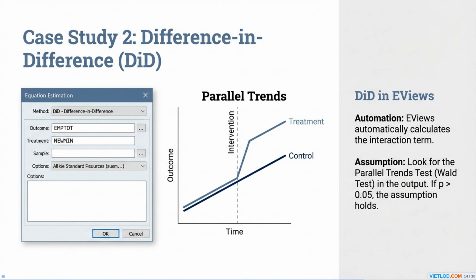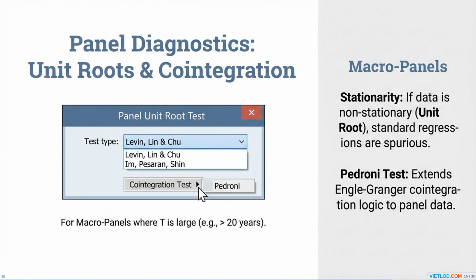Finally, the text on the right highlights key aspects of DID in EViews. EViews automates the calculation of the interaction term. Crucially, we must verify the parallel trends assumption. In EViews, this is done by looking for the parallel trends test, often a Wald test, in the output. If the p-value for this test is greater than 0.05, it indicates that the parallel trends assumption holds, validating the DID model.